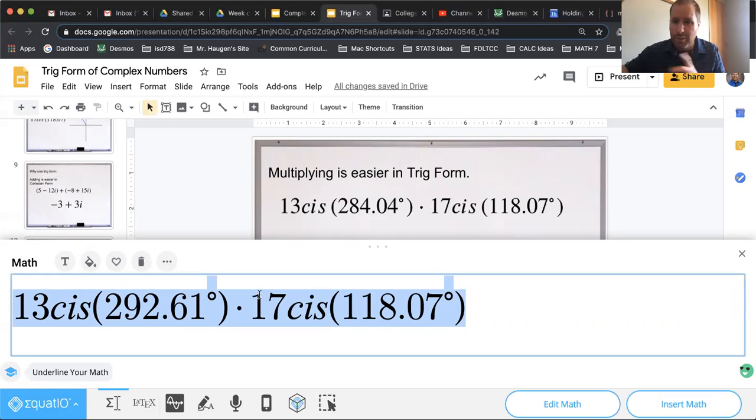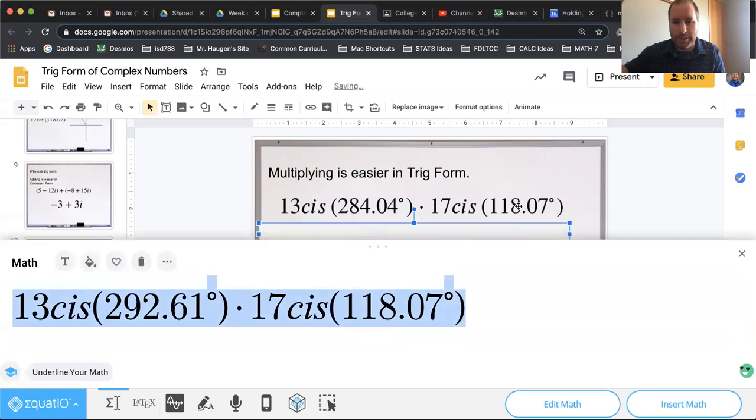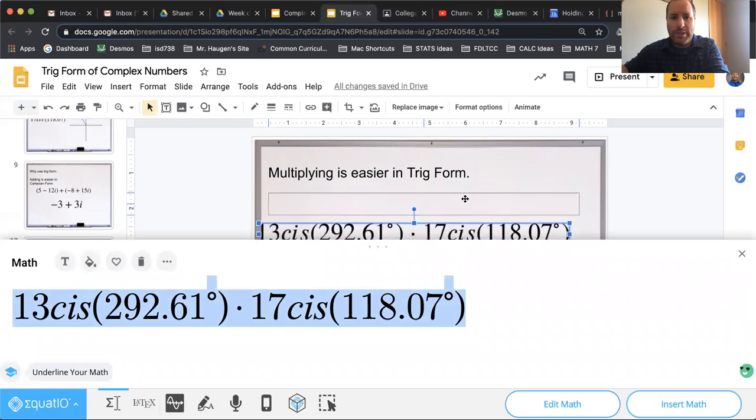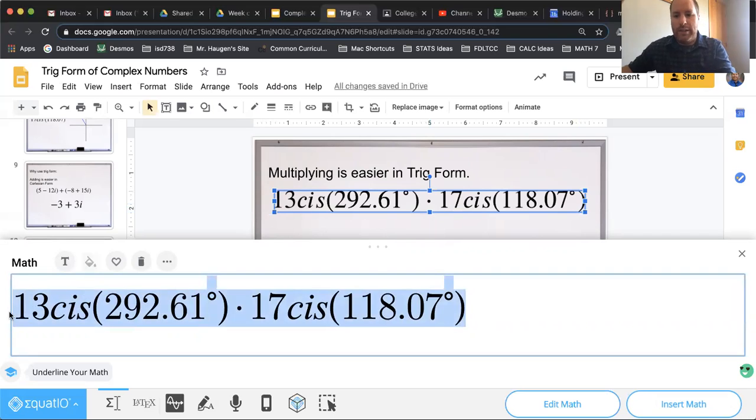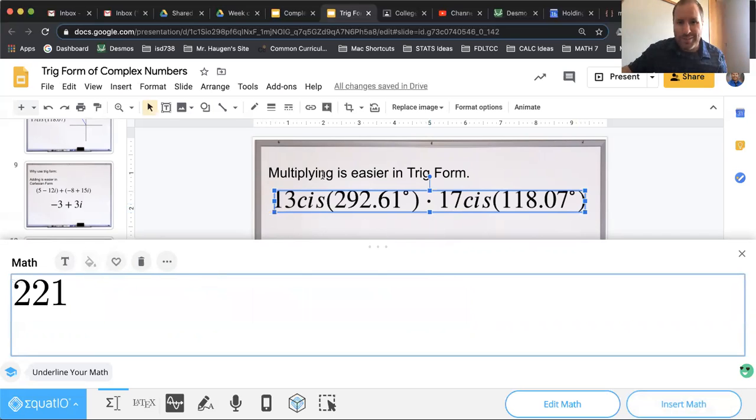All we do to get this trig form in here is we take the two outer values and we just multiply them, right? I can take 17 times 13, right? That's 221. That's 13 times 17. And then what we do with the two angles, when we're multiplying two things together, what actually happens to the angles is they end up adding together. It's sort of like a rotation in a sense.